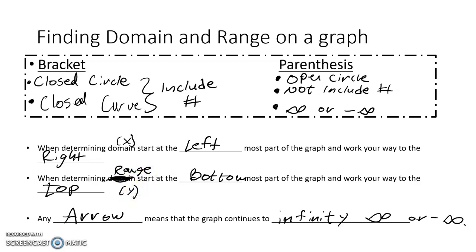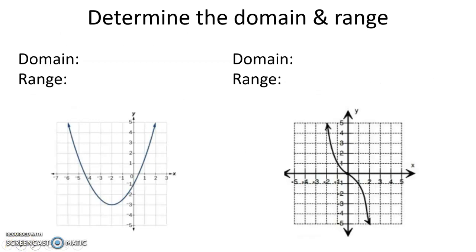So when we're determining the domain, we start on the leftmost part of the graph and work our way to the right. And when you're determining the range, it's basically the same idea, but instead of going from left to right, you go from bottom to top. Any arrow on either of those sides means that you go on to infinity or negative infinity. Now, there's a lot of stuff to write here. If you need to pause the video to write it all down, go ahead and do that. I am going to move on to these few examples here.